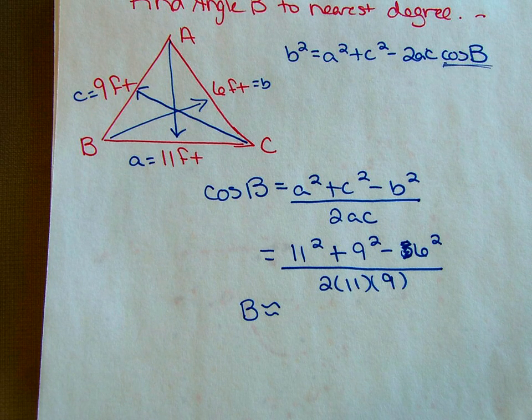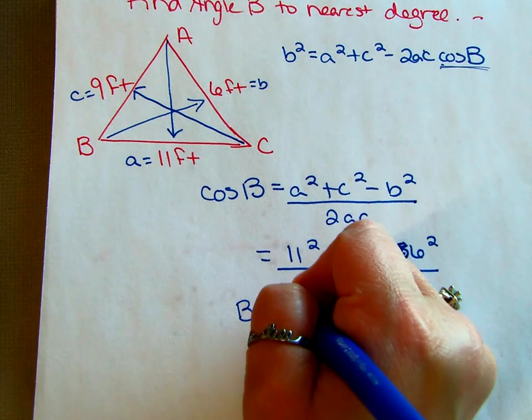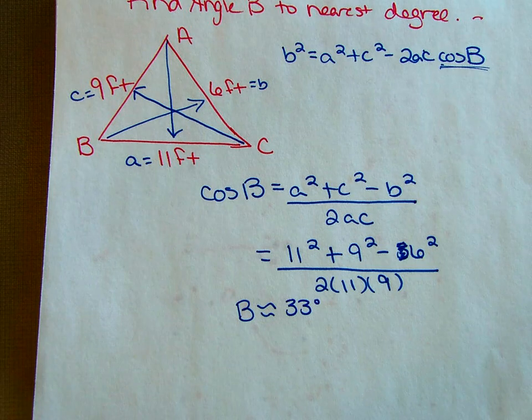Anybody daring enough to tell me what they got? 33. Good job. 33 degrees. So the big thing there is if they give you a picture, just knowing that the side is opposite of the angle.